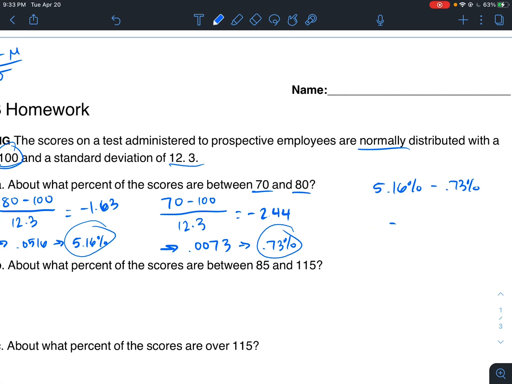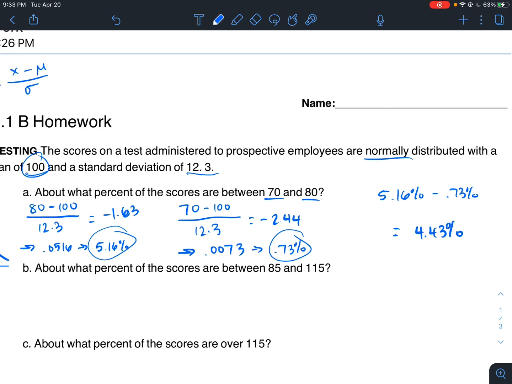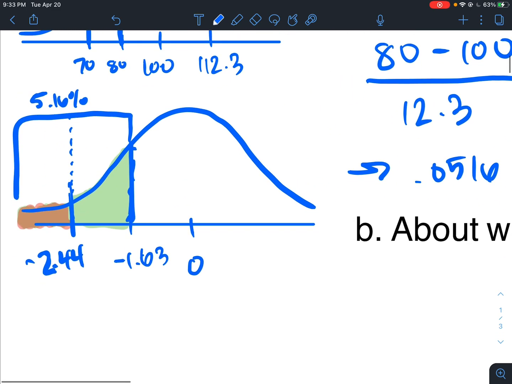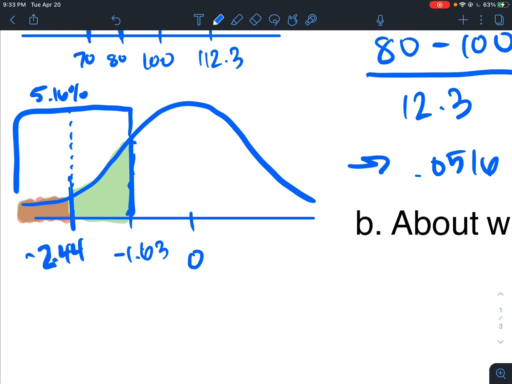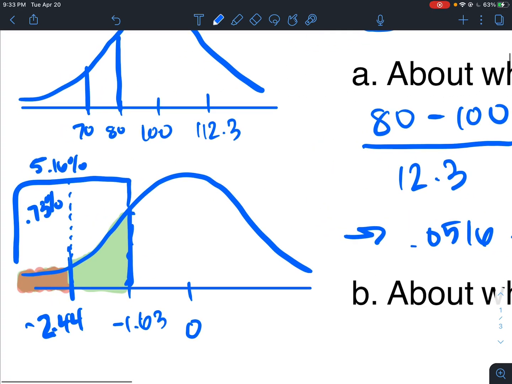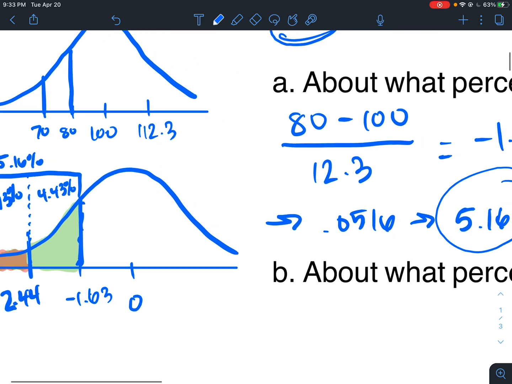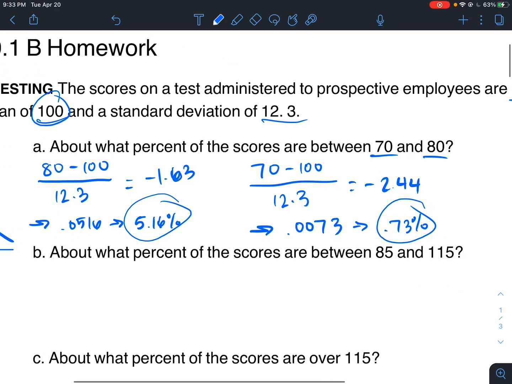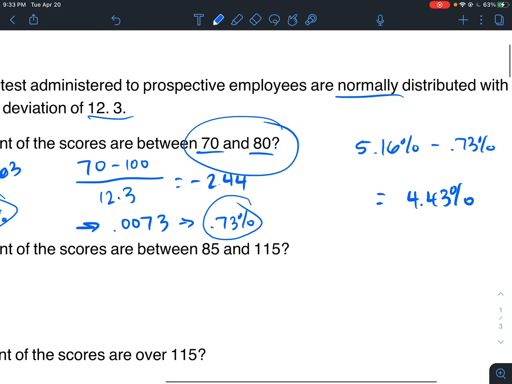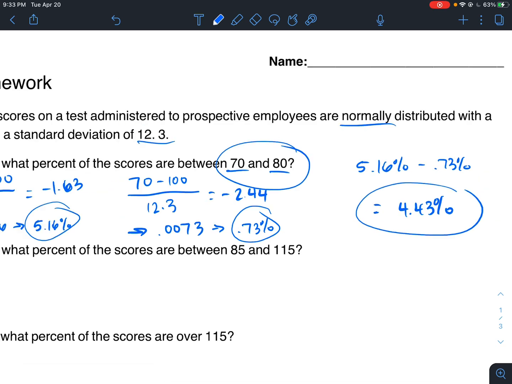So this is equal to 4.43%. That is the area under the curve right here. While this is 5.16, this was 0.73%, which gives me the area here as 4.43%. Okay? So about what percentage of scores is between 70 and 80? 4.43% of scores are between 70 and 80.